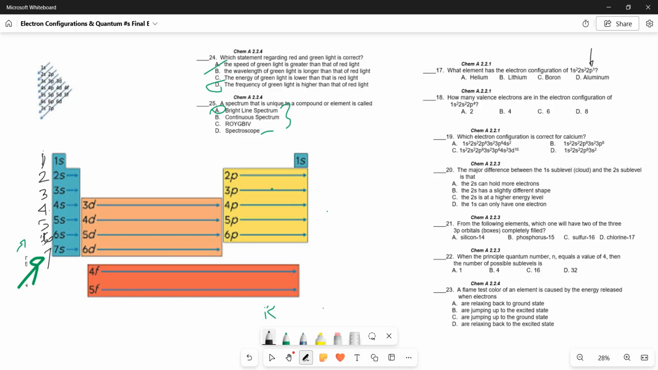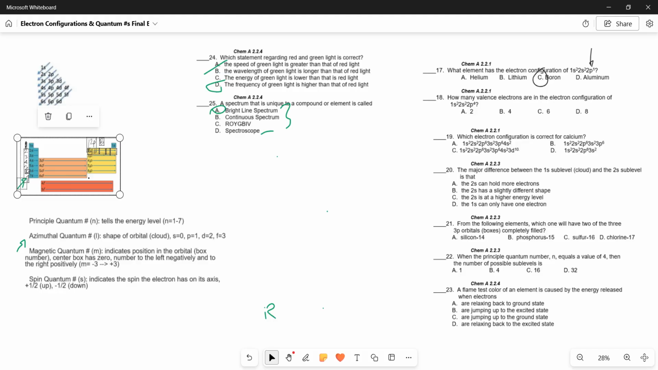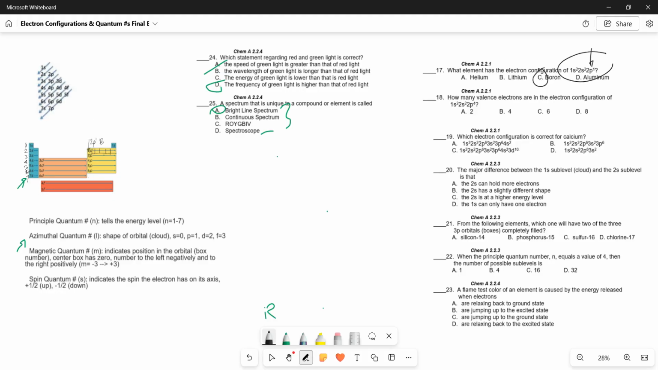P clouds have room for 6 electrons. And guess how many boxes across here on the periodic table there are? 1, 2, 3, 4, 5, 6. And so this box right here is the 2p1, which is boron. So our answer is C. The other way that you could discern this is to count up the electrons in the configuration and find that on the periodic table. If I count the electrons, I would have 2 plus 2 plus 1, that is 5. And again, on the periodic table, that's boron.